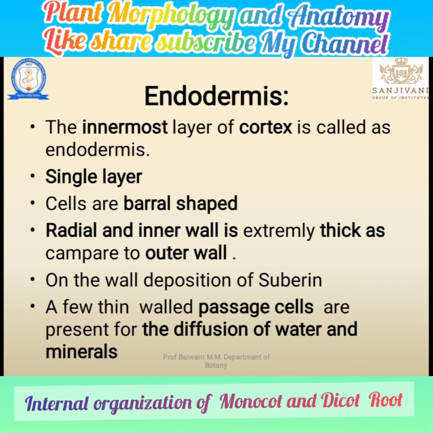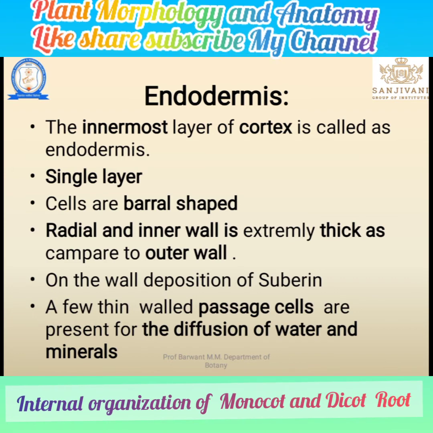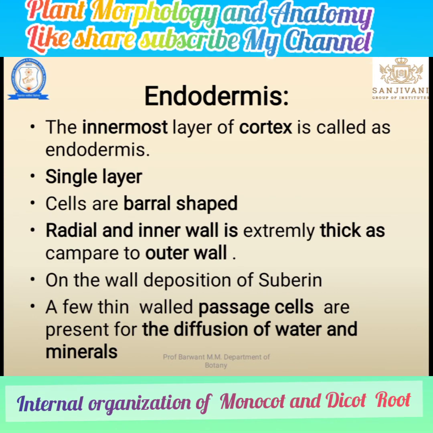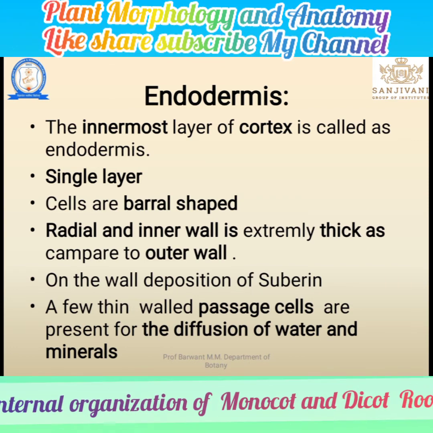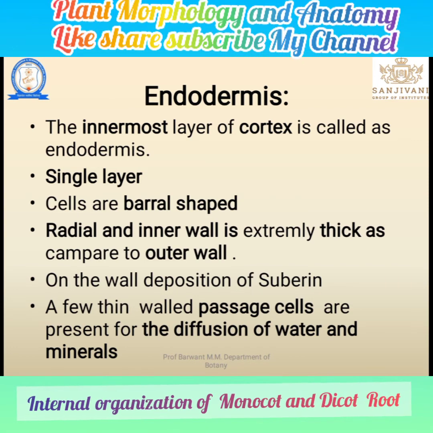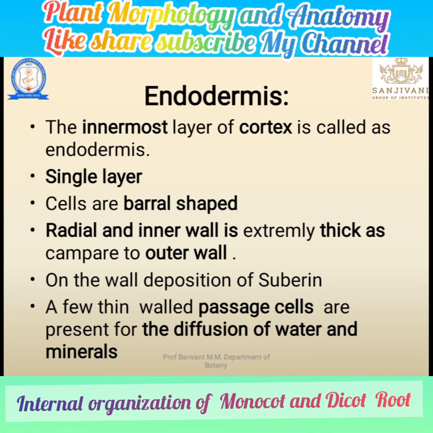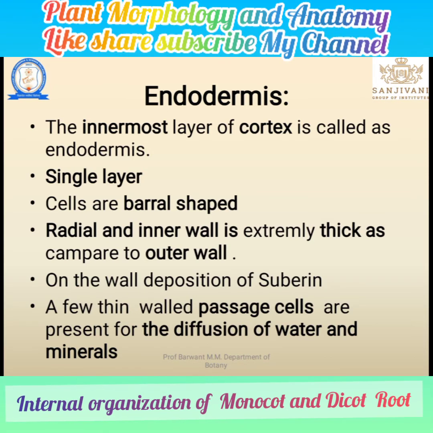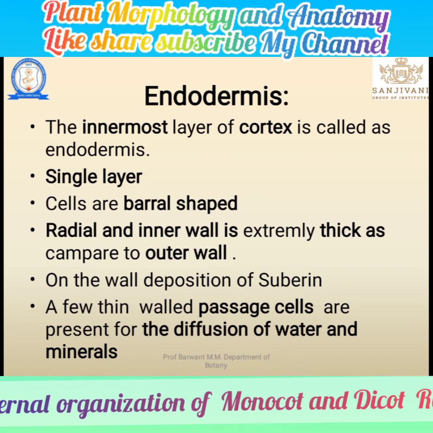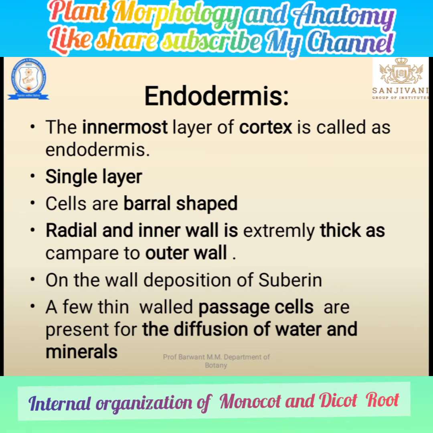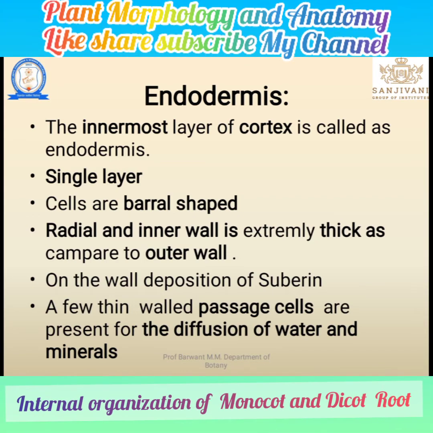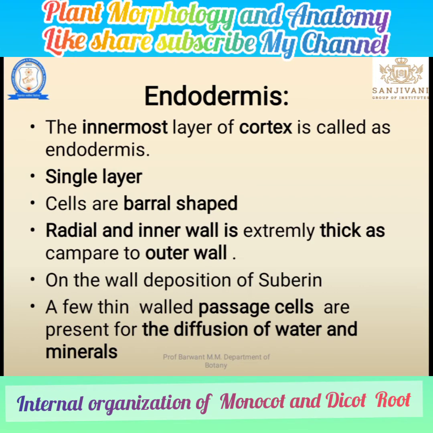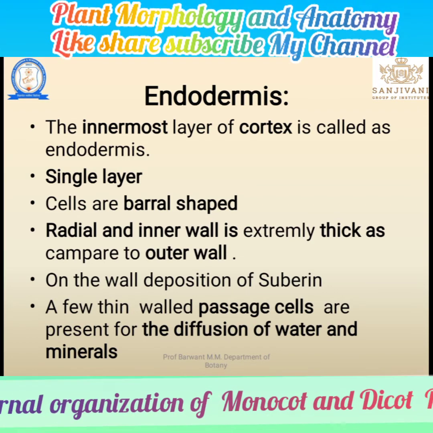After the end of the cortex, there is a new single layer of cells that is known as the endodermis. It is a single layer of cells having a barrel shape. The radial and inner walls are extremely thick as compared to the outer wall. The outer wall of the endodermis is thin. Radial, that means the sides, and the inner wall are thick.